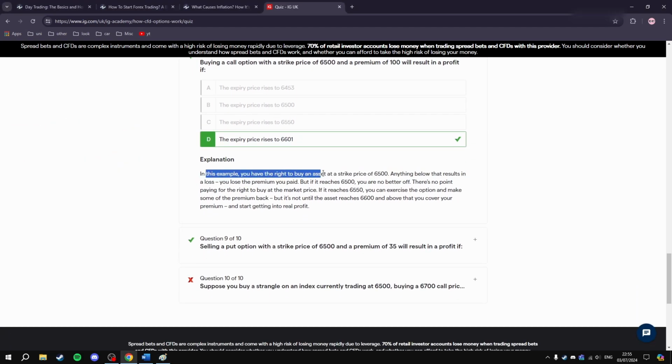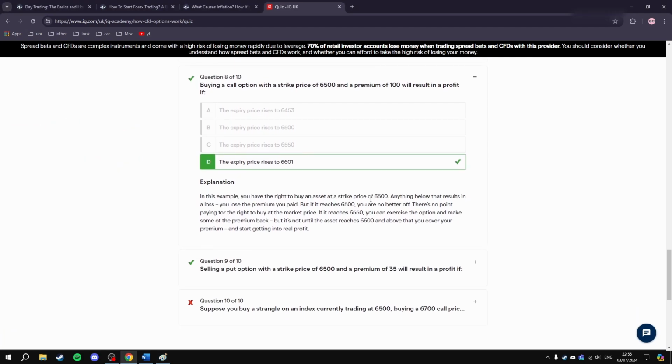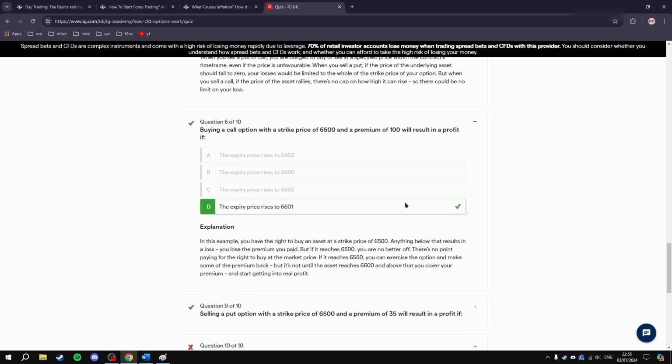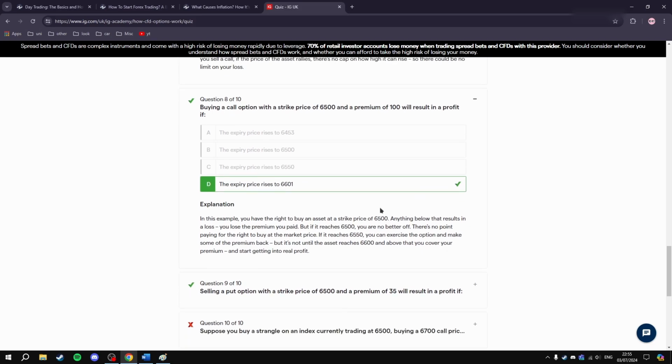So in this example, you have the right to buy an asset at a strike price of 6,500. Anything below that results in a loss. You lose the premium you paid, but if it reaches 6,500, you are no better off. There's no point paying for the right to buy it at the market price. If it reaches 6,550, you can exercise the option to make some of the premium back, but it's not until the asset reaches 6,600 and above that you cover your premium and start getting into real profits.